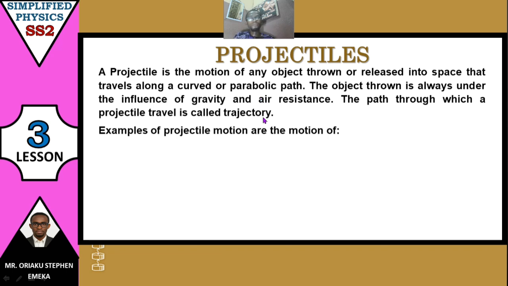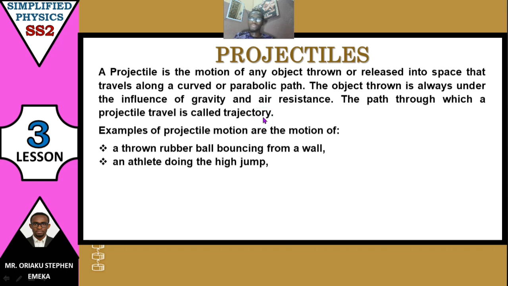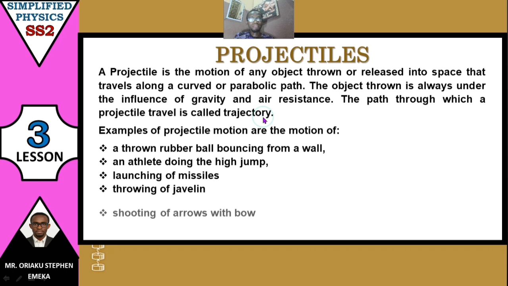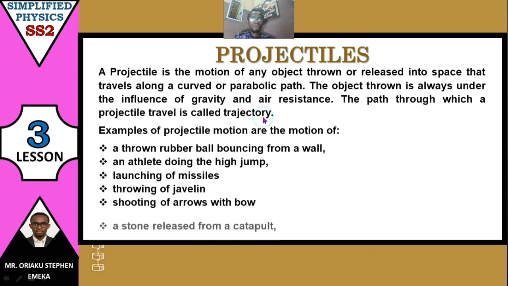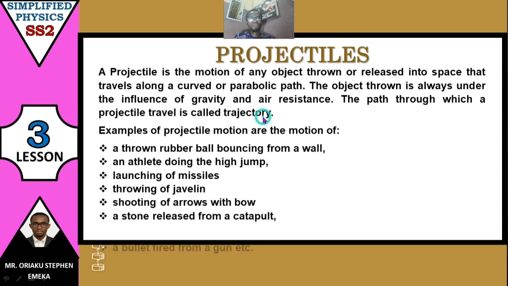Examples of projectile motion, we have many of them, but let's just talk about a few. A thrown rubber ball bouncing on a wall. When you hit a rubber ball on a wall, it bounces back, so that motion is projectile. We have an athlete doing a high jump. We have launching of missiles; when there is war, they launch missiles, and throwing of javelin is an example. We have shooting of arrows with bows, a stone released from a catapult, a bullet fired from a gun, and so on and so forth.